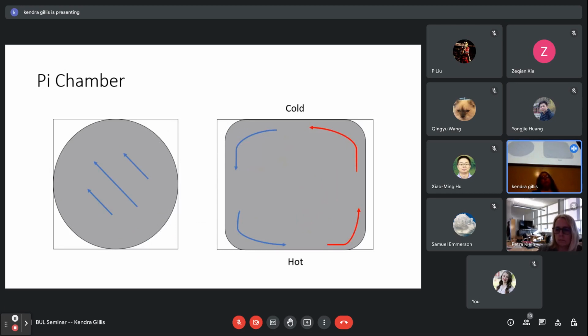So here's just a diagram of what the pi chamber looks like. On the left is a bird's eye view, and on the right is if you were to slice it in half, how it would look. As you can see here, there's a large circulation running through the entire thing. So it's not just lots of little eddies rising from the top and then coming down from the bottom. There's a large scale circulation which runs through the entire chamber. And if you were to look at it from the top, you could see it going from one corner to the other.